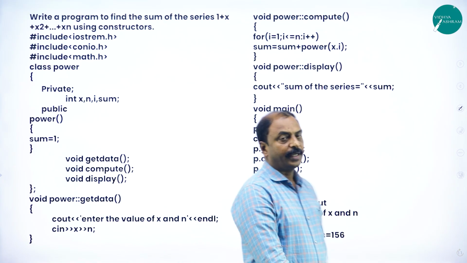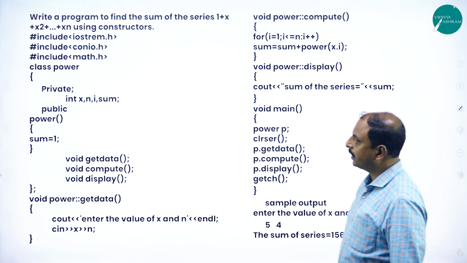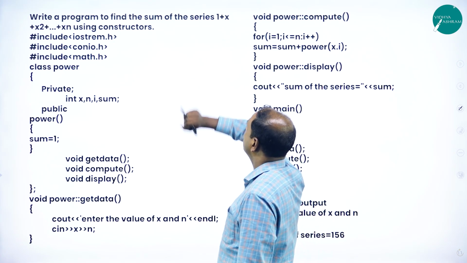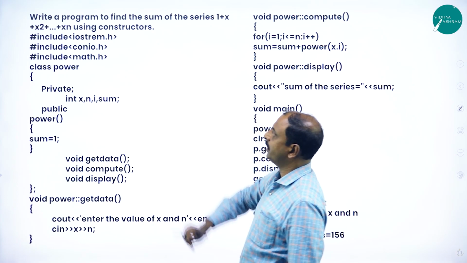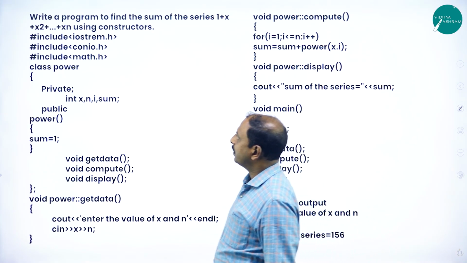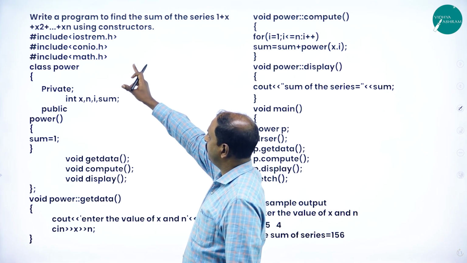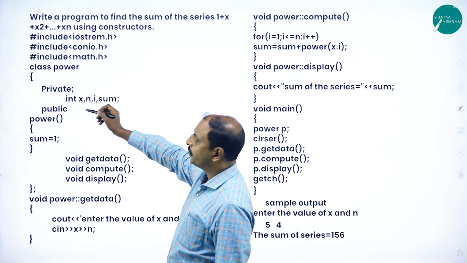Now let us see another example to work with constructor. Now this is a program to find the sum of the series 1 plus x squared and x to the power of n. It is using a constructor. Now look at the program here. First the program starts with the header files iostream.h, conio.h and math.h. Now we have to define the class.